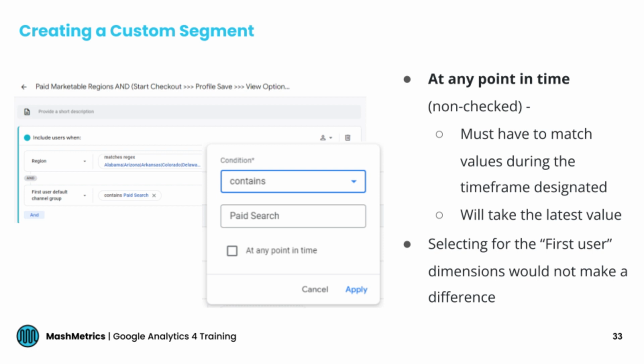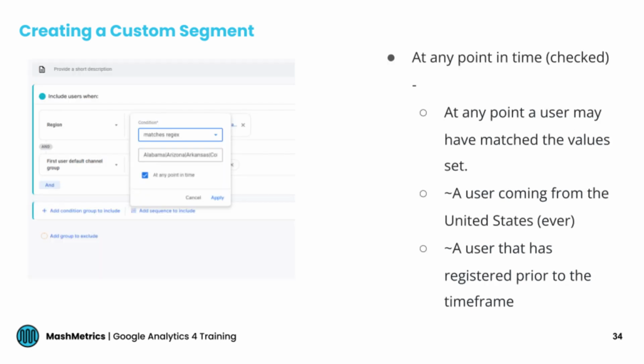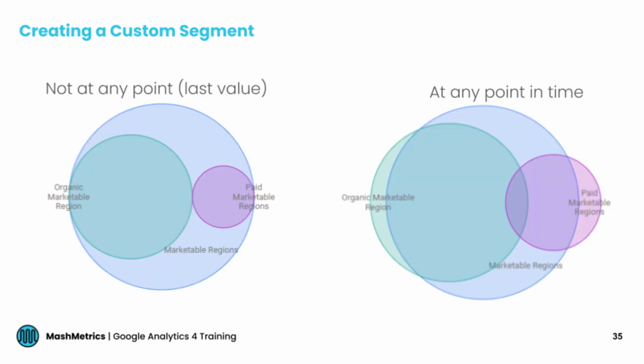However, if we look into our other attribute, which is the region, perhaps the person is traveling in a different state, crosses between them. Let's say that we want to just go ahead and include them if they've ever gone into the region, in which case we would go ahead and check that. You'll notice the difference this makes. Not at any point in time, you'll notice we see no overlap, whereas if we put any point in time, you'll notice some people go between paid and organic, as well as in and out of the marketable region.